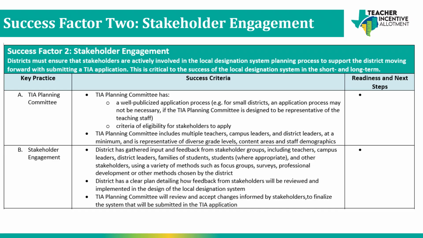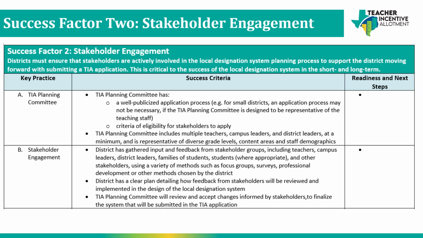The second piece is conducting stakeholder engagement. How has that TIA planning committee gone out and talked to stakeholder groups, including teachers, explained what TIA is, talked about what possible components for the system, what is the clear plan that you plan to use to implement the feedback that you get from stakeholders, how will you review it, how will you implement it, where feasible, those kinds of pieces. So those are the two success factors we're going to be looking at today.